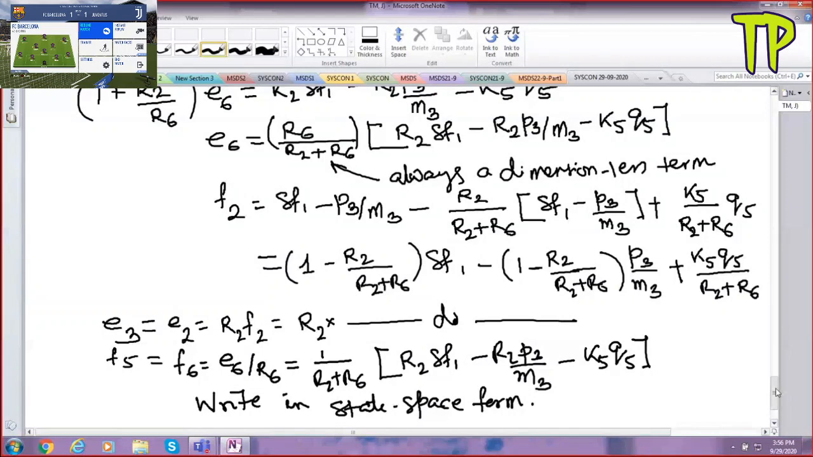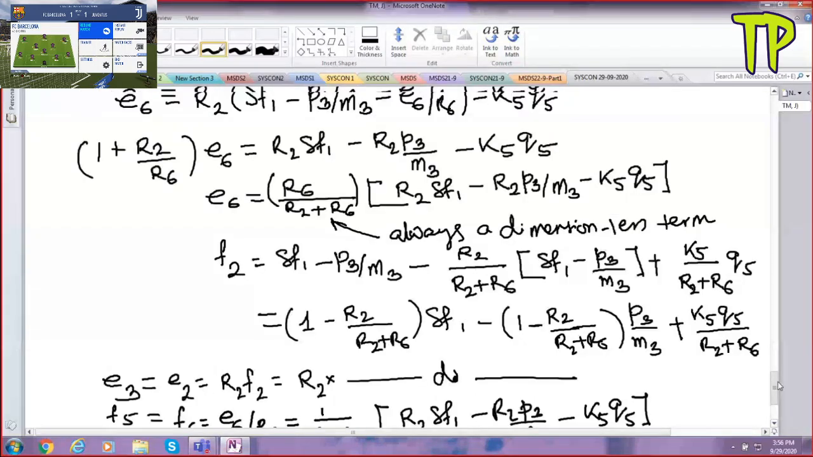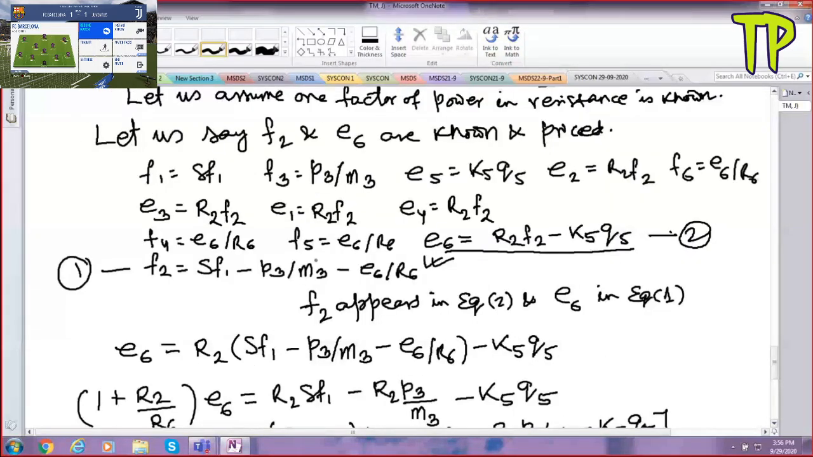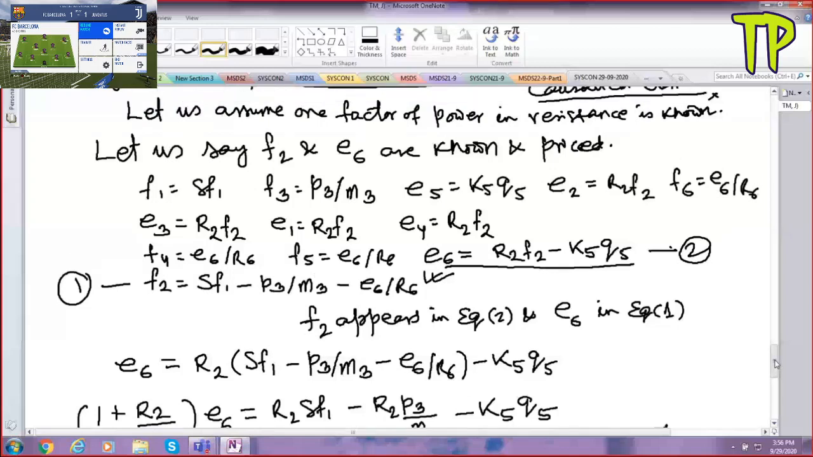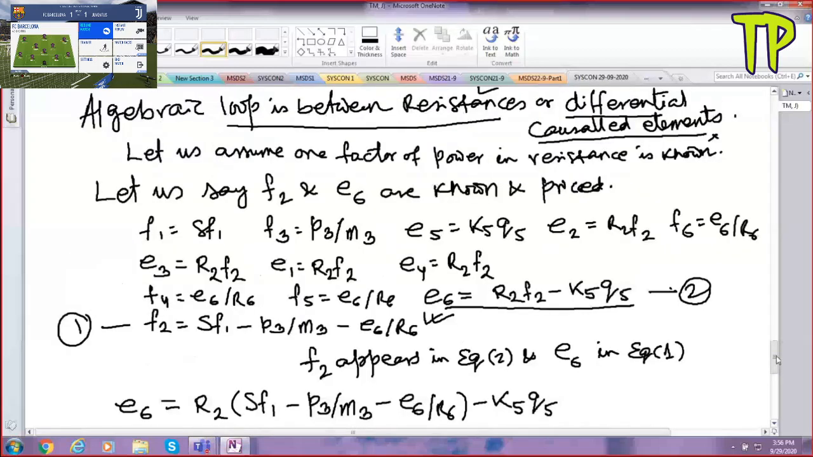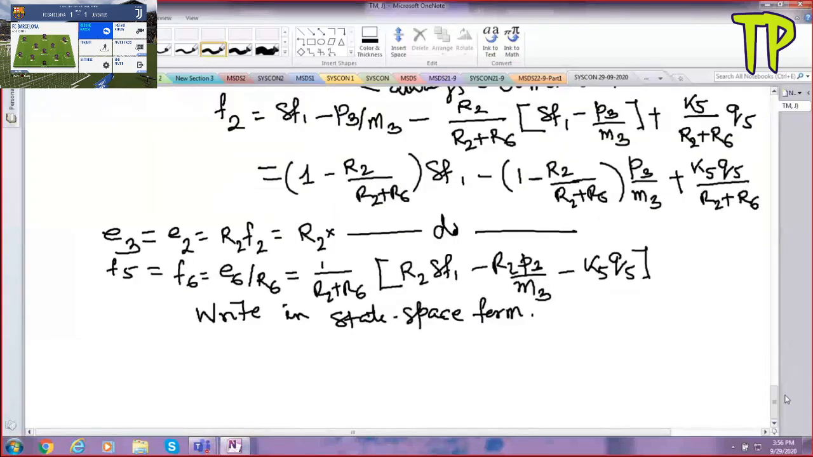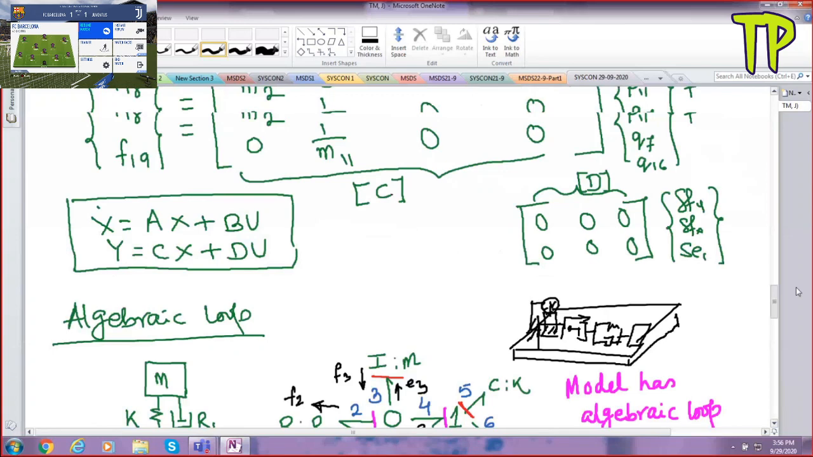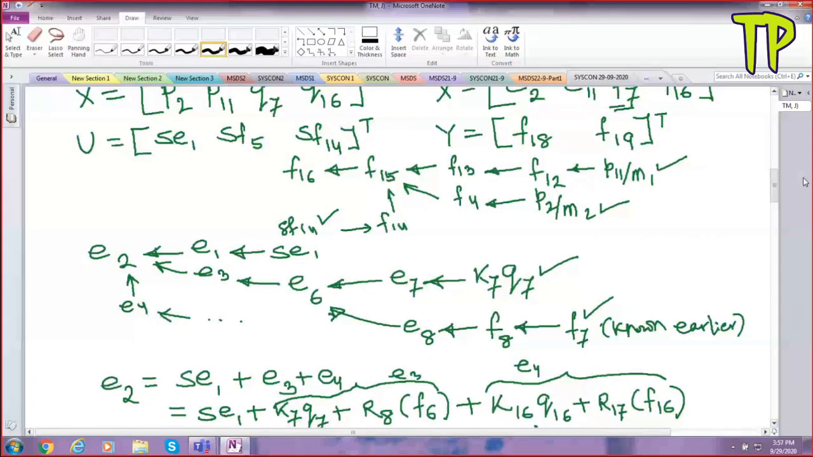Usually, the software will identify this kind of set of linear equations and use a matrix inversion to solve it. It writes this as a matrix equation, n number of variables written as matrix equations, and it is solved by linear algebra. So algebraic loops appear like this, and you should know that you should not apply the standard principle while solving the algebraic loop.